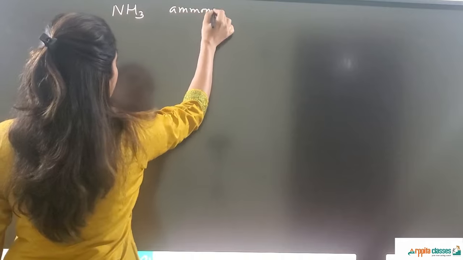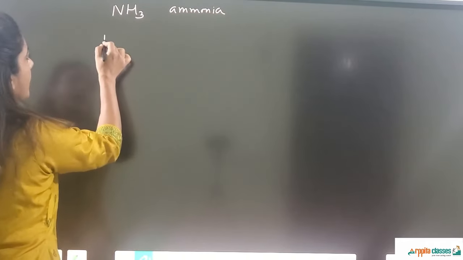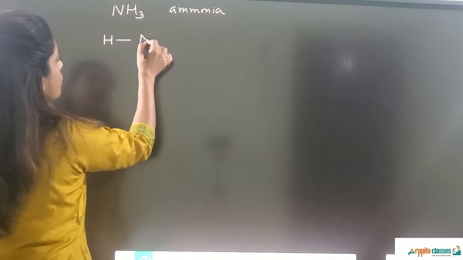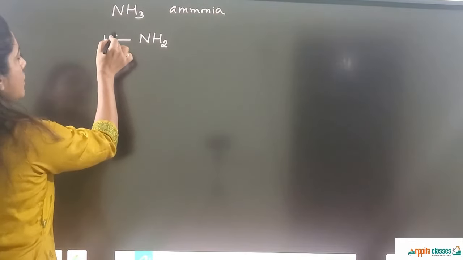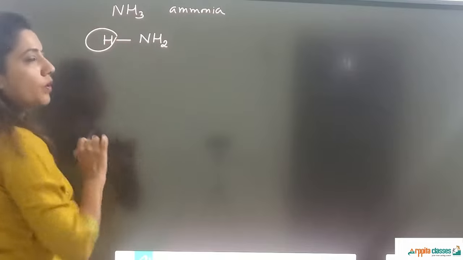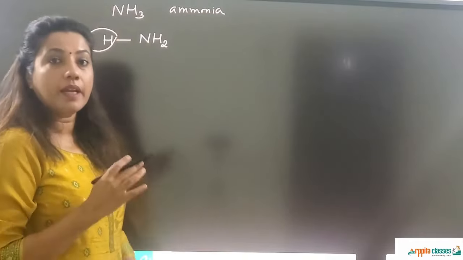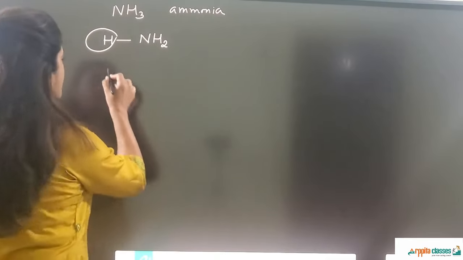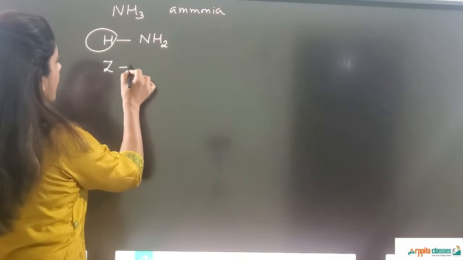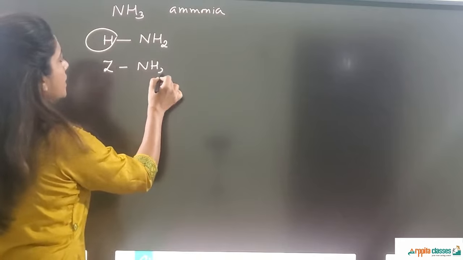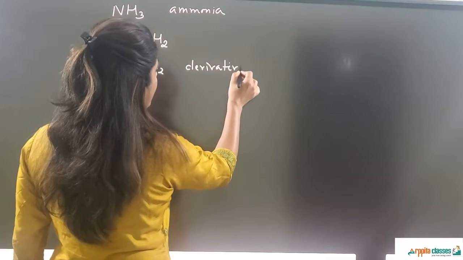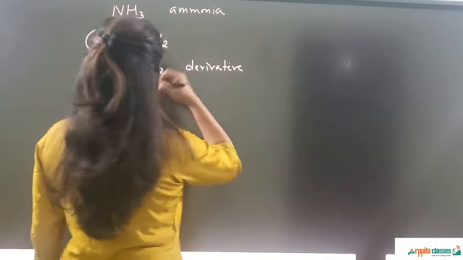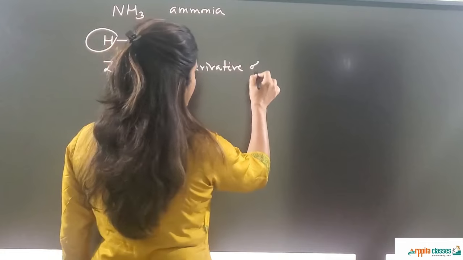I will first write this ammonia like NH2. I can write like this, okay? And now this H will be substituted by different groups. We get derivatives of ammonia. So for example, ZNH2. This is your derivative of ammonia. The hydrogen of ammonia is substituted by any other group, giving a derivative of ammonia.